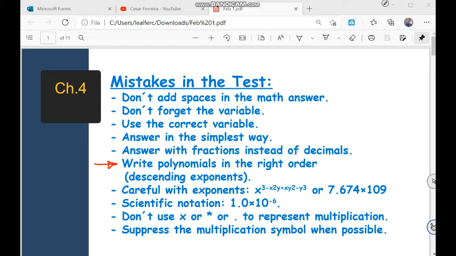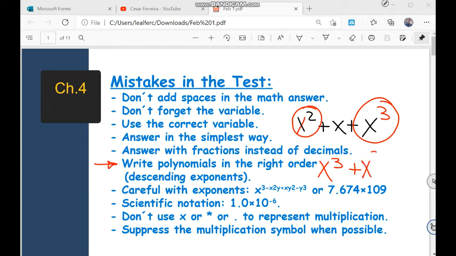Write polynomials in the right order, descending order of exponents. If you have x squared plus x cubed, this is the first one, then this is the second one, and the last one is x. And if you have a constant, the last one is the constant. Something like that. Descending order of exponents to have the right order of the polynomial.